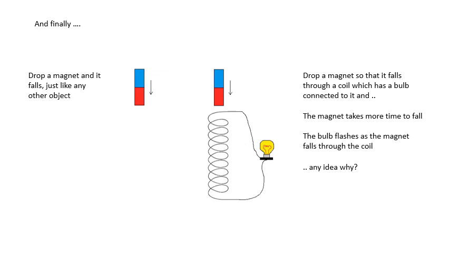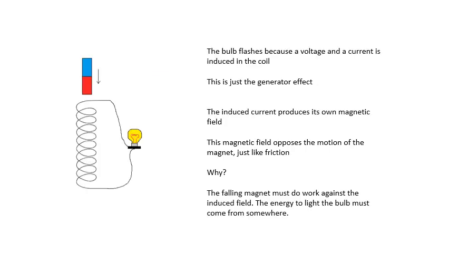Now, the magnet takes more time to fall, so something must be trying to stop it from falling. The magnet takes more time to fall and the bulb flashes. If the magnet is strong enough, if you have enough turns, then the bulb will flash. More likely to flash if it's an LED. Any idea why? Well, the bulb flashes, and that's just basically the generator effect. We're inducing a voltage, we've got a circuit, so we're inducing a current.